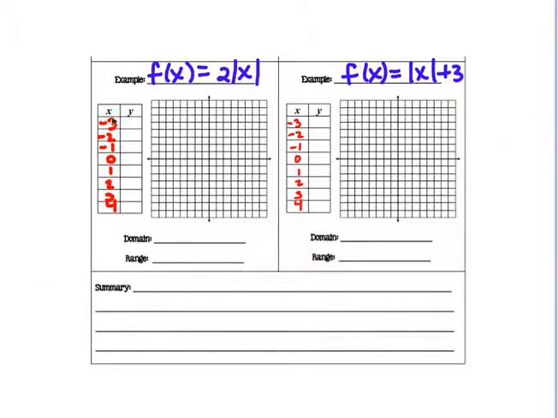For this example, I used these x values. So when you plug in -3, you're going to get out a 6. You plug in -2, it's 4. -1 is 2. And so on and so on. So when you plot these points, you'll realize that the graph is going to be just a little bit more narrow. So we'll go ahead and make those two graphs.